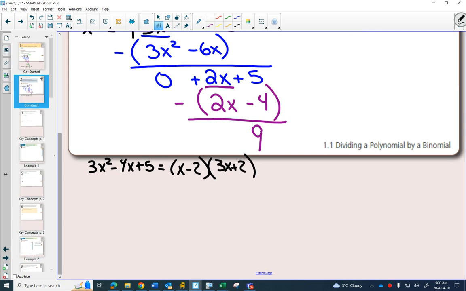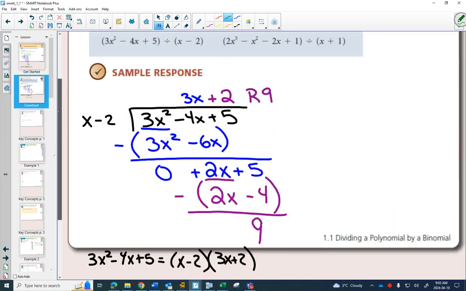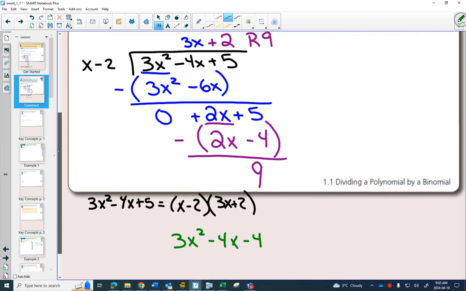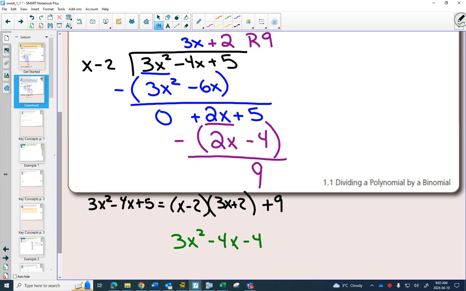In fact, if you multiply this out, here, I'll just do it in green underneath, look what you get. You get 3x squared. You get minus 4x, everything is good. But unfortunately, at the end, you get minus 4 instead of the plus 5. Everything else worked out nice. Well, that's where the remainder comes in. The remainder of 9 says, well, it's really close, but you're off by a little bit. We have to add 9 to make it equal. That's where that remainder comes in.